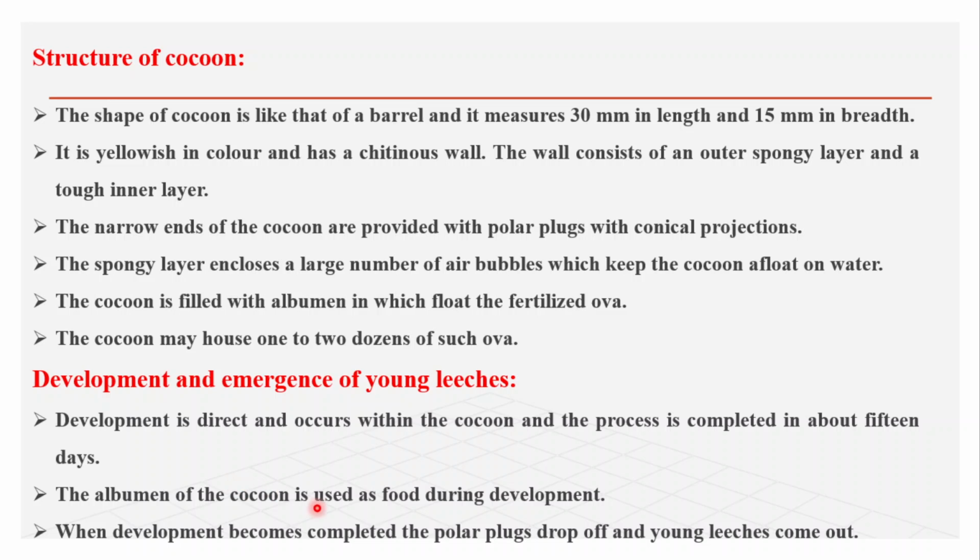The albumin of the cocoon is used as food during development. Within the 15 days before emergence of young leeches, the albumin secreted by the albumin gland nourishes the fertilized eggs, and the complete development takes place with the help of this albumin. When development is completed, the polar plugs drop off and the young leeches come out, after 14 to 15 days of development.